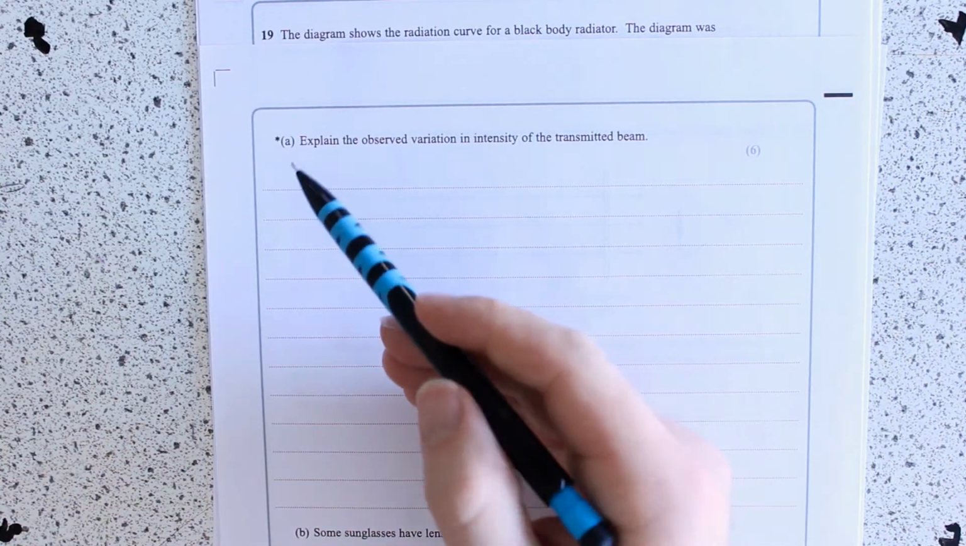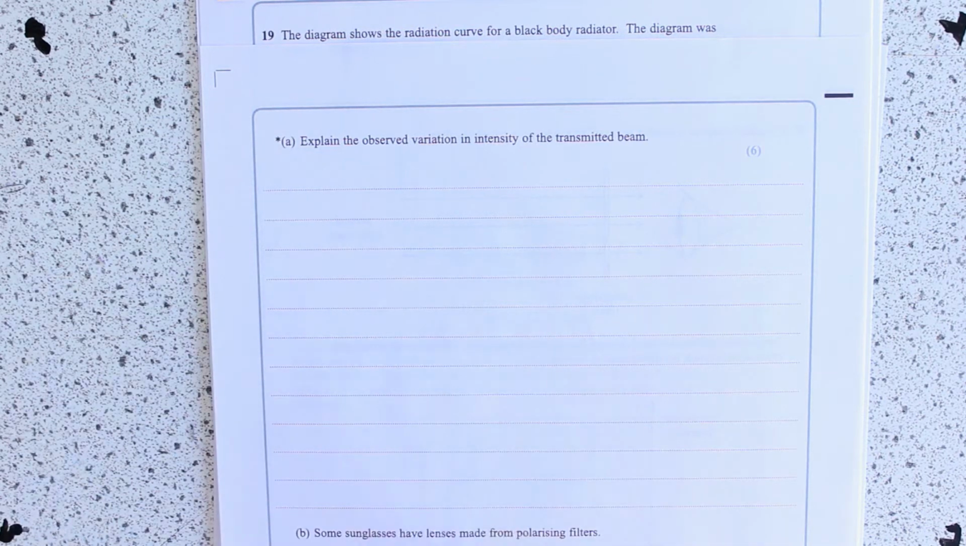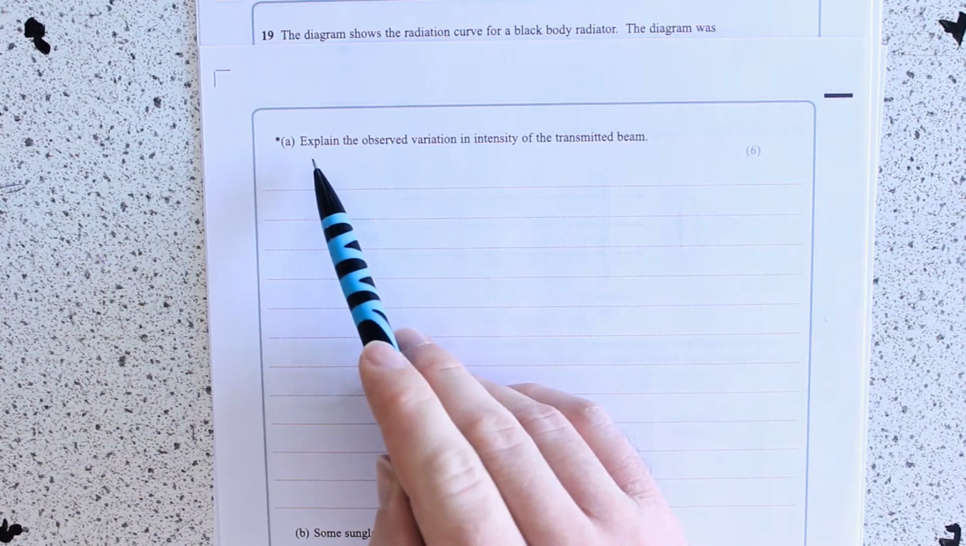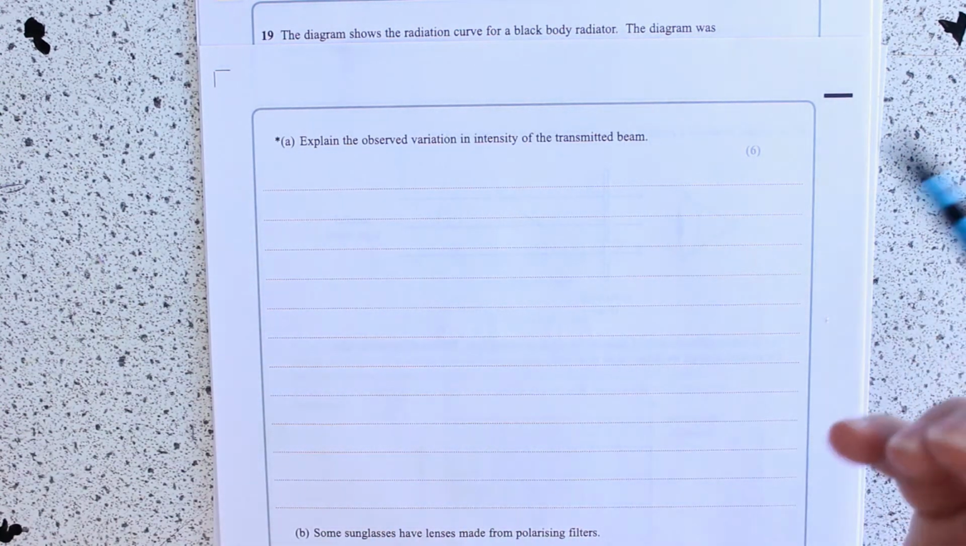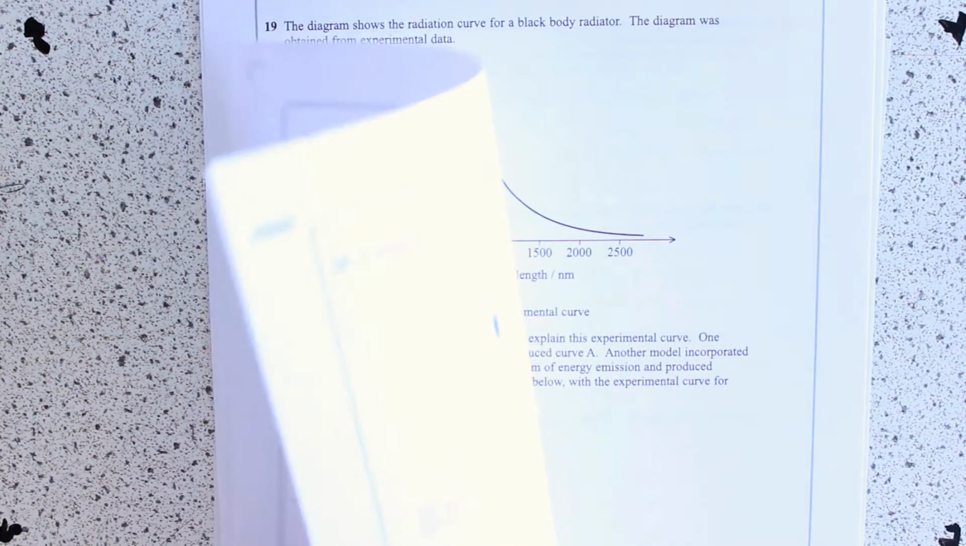Okay, it's a quality of written communication. It's an extended writing question. So I'm going to pause for a moment because I've got about 6 minutes to do this, so I'm going to do this really, really well. Explain the observed variation in intensity of the transmitted beam. Okay, so I can do that, but on the face of it, it's a really simple question. But they want a good bit of writing from me.